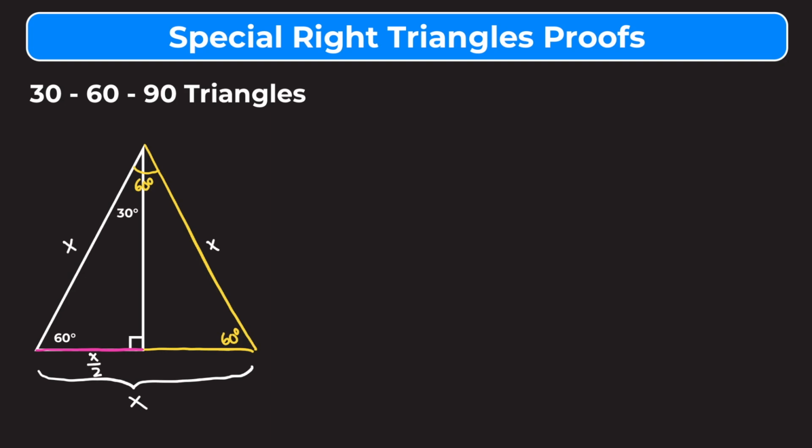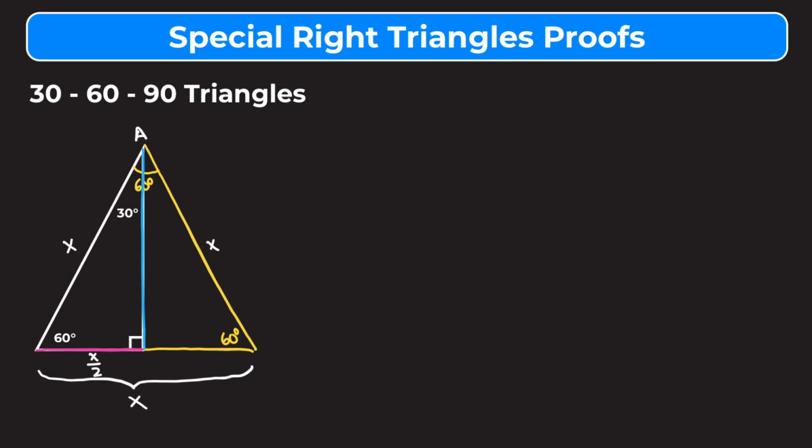Because this altitude right here, this blue line right here, is going to cut our equilateral triangle into 2 congruent triangles. So we know this pink line is x over 2. And now we can use the Pythagorean theorem to find this blue line. So again, let me just label this triangle.